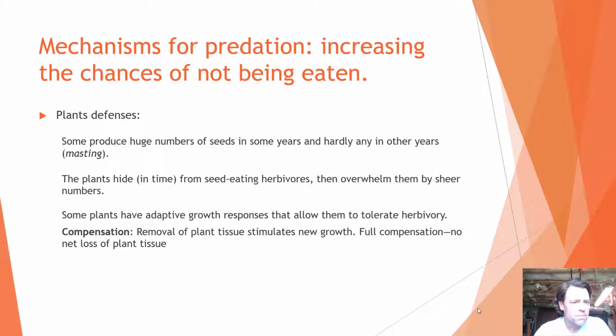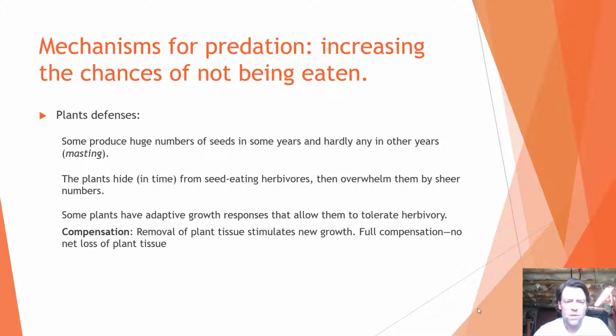On to plant defenses. Some plants produce huge numbers of seeds in some years and hardly any in others. This is called masting. And this is basically the plant's ability to, quote, hide in time from seed-eating herbivores, and they can then overwhelm the herbivores with the sheer number of seeds that are released. In other words, the herbivores can't eat them all.